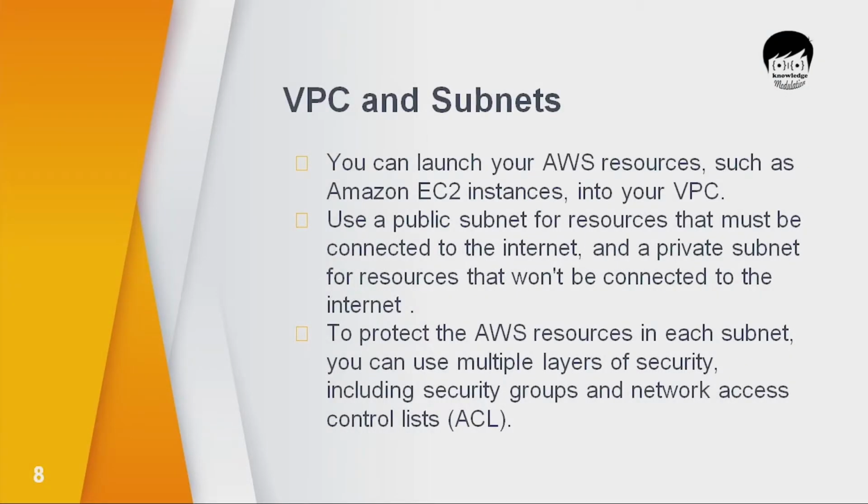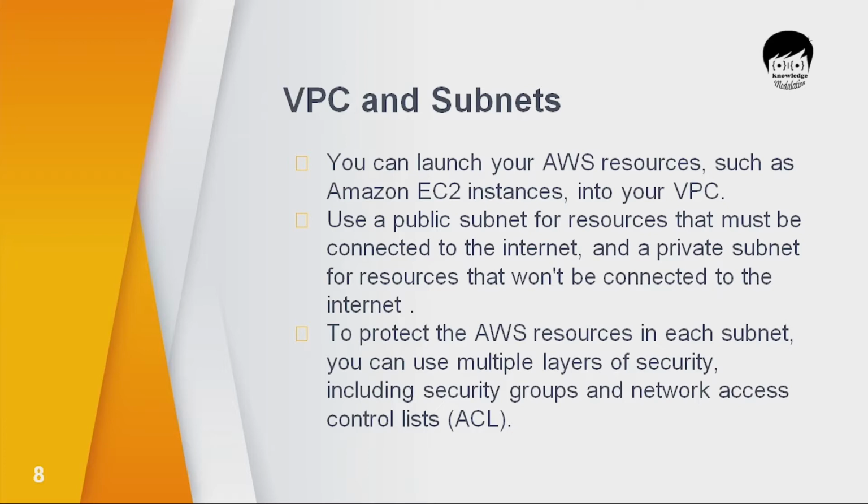You can launch your AWS resources such as Amazon EC2 instances in your VPC. Use a public subnet for resources that must be connected to the internet and private subnets for the resources that won't be connected to the internet. As I told you, for multi-tier architecture, such types of scenarios come into use.